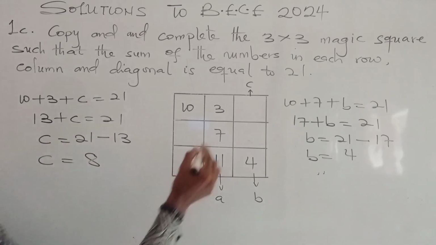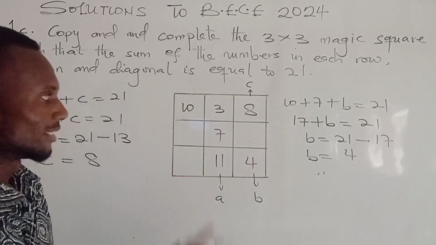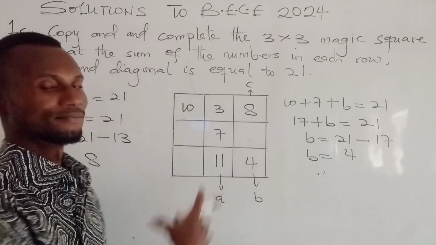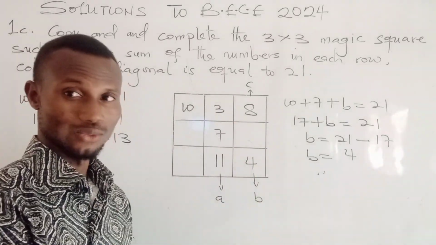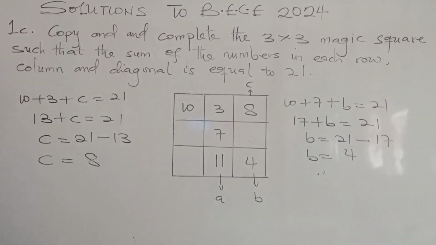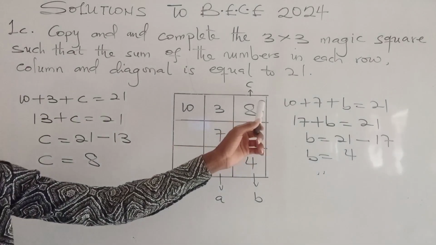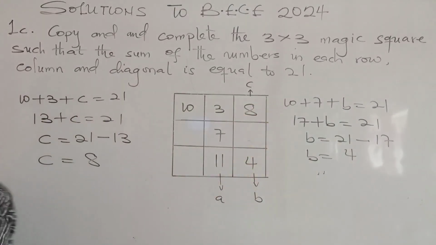Okay, so I'm going to have 8 here. Let's add it and see. 10 plus 3, 13. 13 plus 8, 21. I hope you agree with me. And that is our answer for getting the value for c. So here is 8.